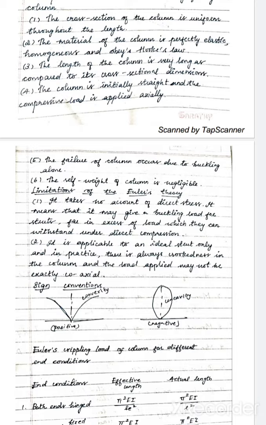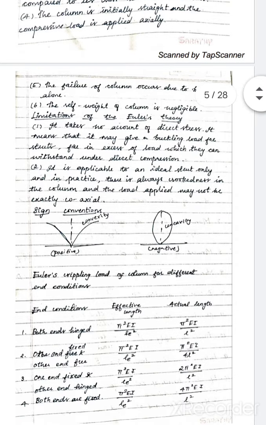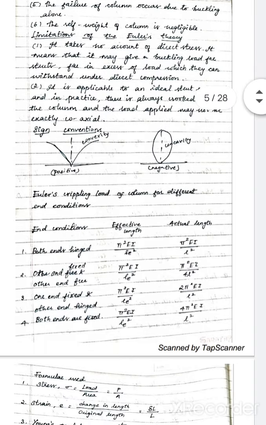What are the limitations we can find? It takes no account of direct stress. It means it may give a buckling load for struts in excess of the load which they can withstand under direct compression. It is applicable to an ideal strut only. In one case it takes no account of direct stress, and the other point is it is applicable to ideal strut only, that is always worked in the column, and the load applied may not be exactly coaxial.